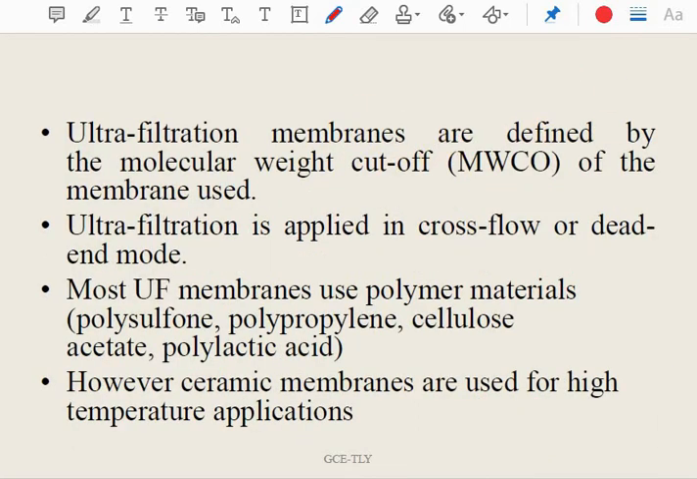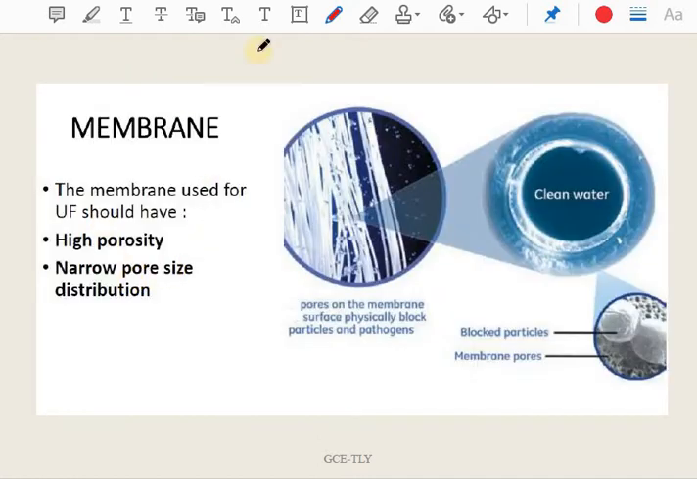Ultrafiltration membranes are defined by the molecular weight cutoff of the membrane. Ultrafiltration is applied in a cross-flow or dead-end filtration mode. Most ultrafiltration membranes are made from polymeric materials such as polysulfone, polypropylene, cellulose acetate, and polylactic acid. However, ceramic membranes are used in applications where high temperatures are involved. Next is the membrane diagram, which you can see here, a microscopic image.